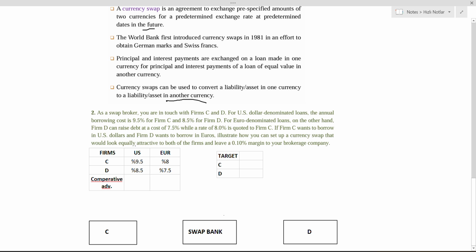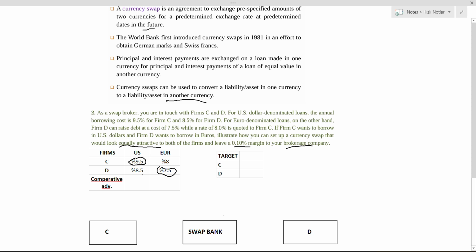If firm C wants to borrow in US dollars, so firm C wants to borrow money in US dollars, and firm D wants to borrow in euro, firm D wants to borrow money in euro, illustrate how you can set up a currency swap that would look equally attractive to both of the firms and leave a 0.10 margin to your brokerage company. We will need this information in further steps. So this is our commission, 0.10%.